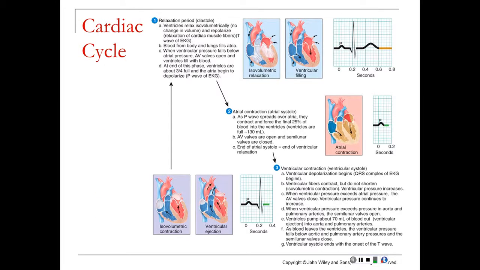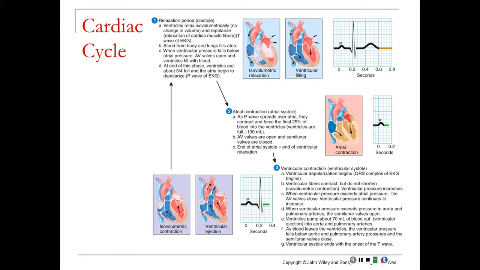This slide here is going through the various steps of the cardiac cycle. We'll start at the top with number 1. We're going to begin in relaxation or diastole. In relaxation or diastole, the ventricles are relaxing isovolumetrically. In other words, there's no change in volume. They're not being squeezed. They're repolarizing. This is all on that T wave of the EKG. Blood from the body and the lungs is going to fill the atria. That's a very passive process. It's just the blood trickling in to fill those atria.